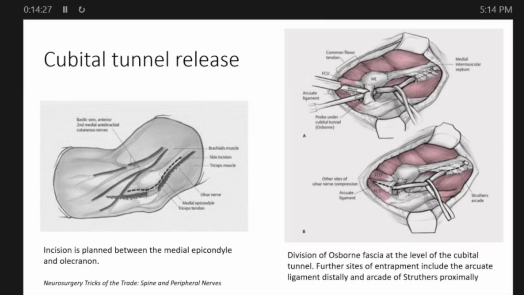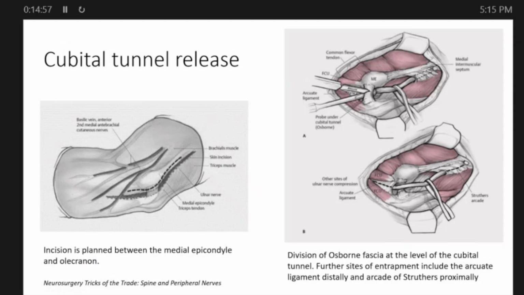And with the simple in situ decompression, you're not really trying to fully neurolyse 360 degrees around the nerve, because that will actually increase the chance that it will sublux or dislocate. So it's really just unroofing the nerve by dividing the fascia that runs from the distal arm into the proximal forearm. And that goes by various names, which is somewhat confusing.